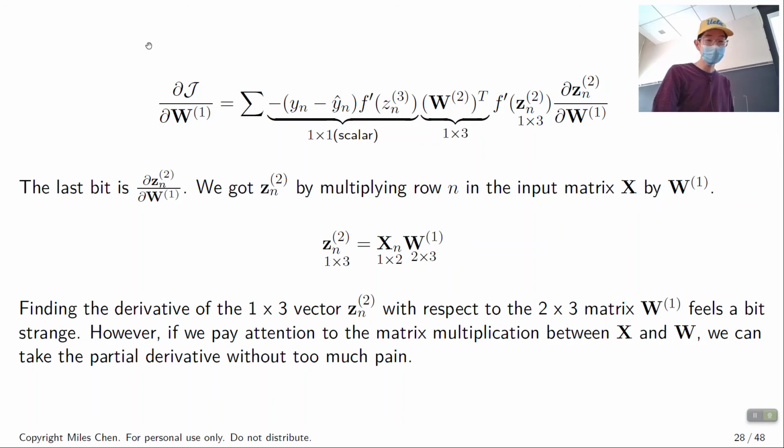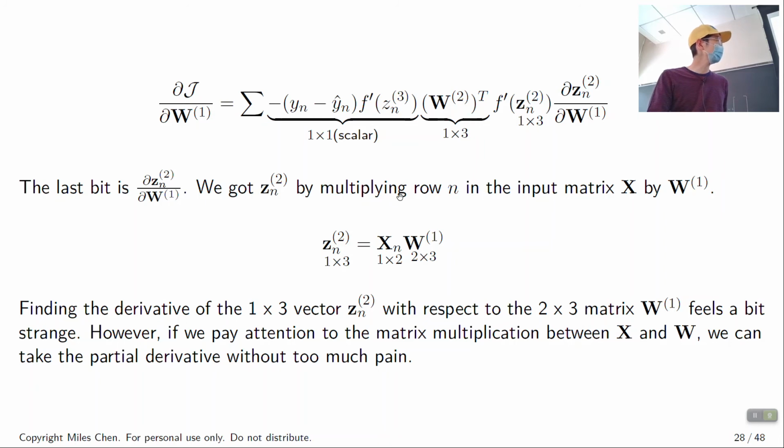Remember, the overall matrix, the derivative of J with respect to W1, this part's a little bit strange. The dimensions of the resulting matrix are going to be 2 by 3, because W1 is a 2 by 3 matrix. And we say, well, how are we going to get this? What is the derivative of Z2n with respect to W1?